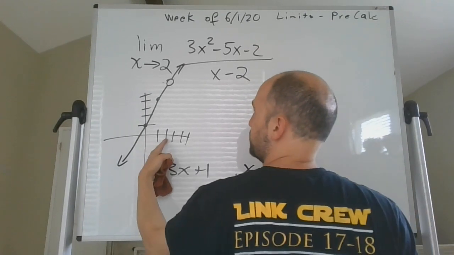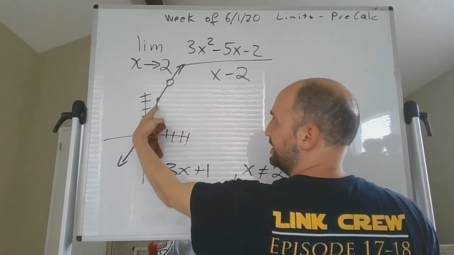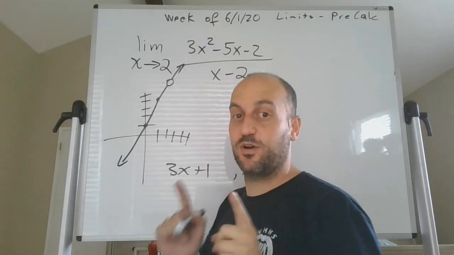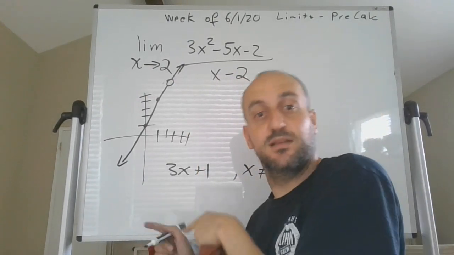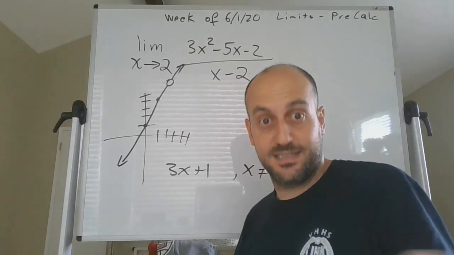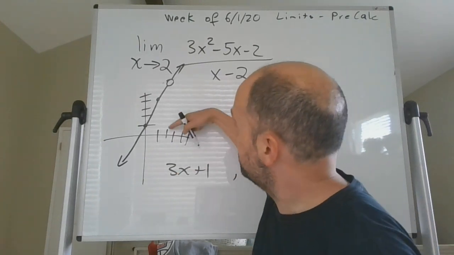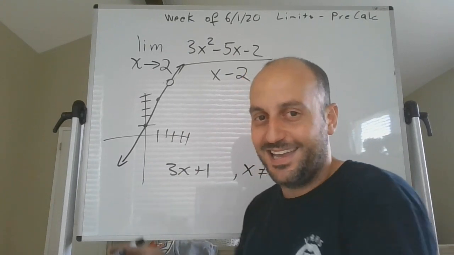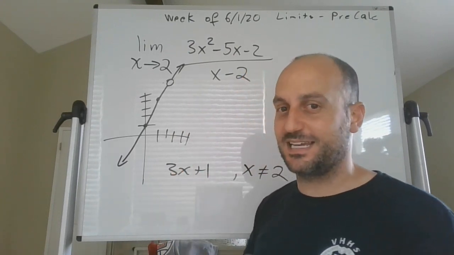Limit as x approaches 2. From the left, it's approaching 2. From the right, it's also approaching 2. If those two are the same directionally, then this limit does exist. And it absolutely does exist. The limit as x approaches 2 is going to be whatever this number is. The problem is I can't plug this in, because every time I plug it in, I get 0 over 0.